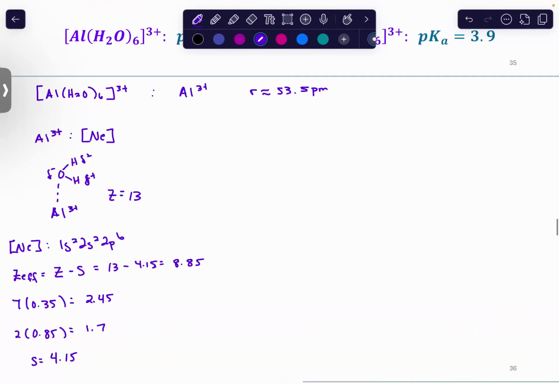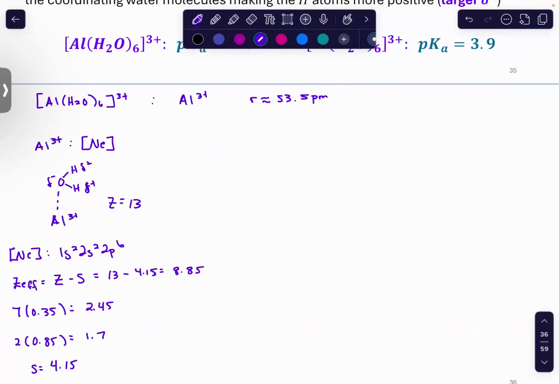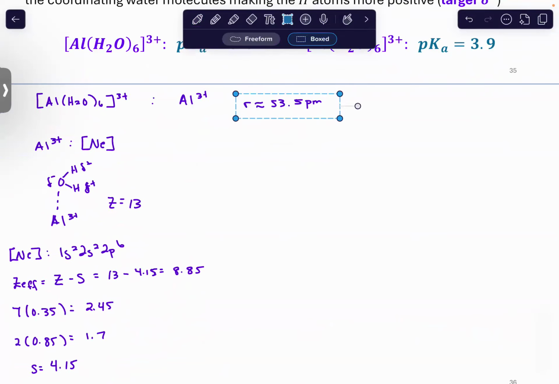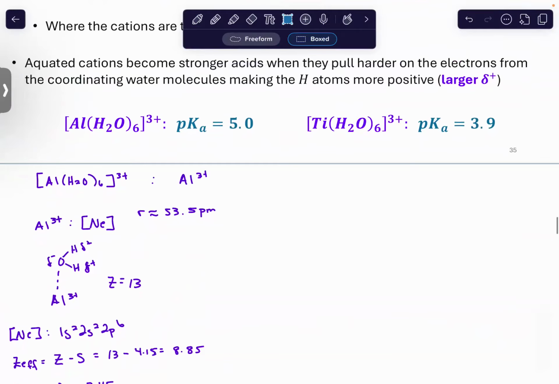Okay. Now let's think about that for titanium. So you see your titanium there. Where's your radius? Okay.